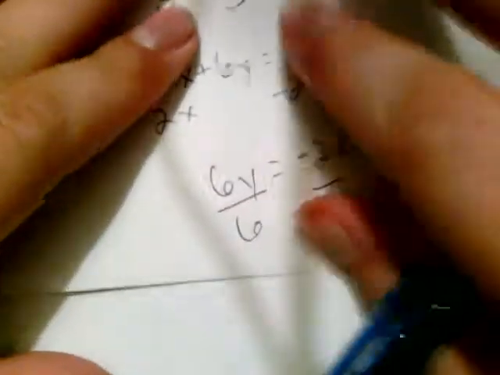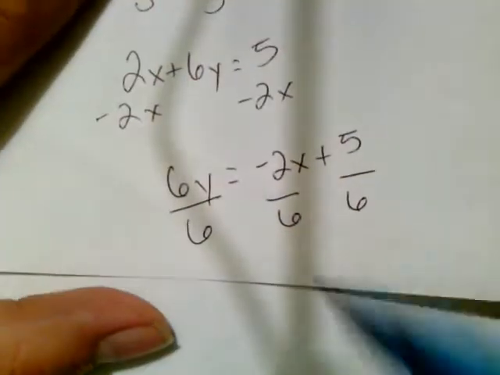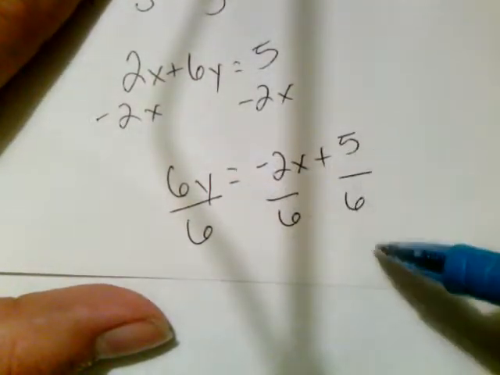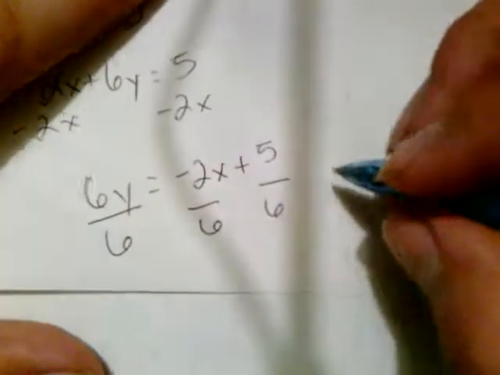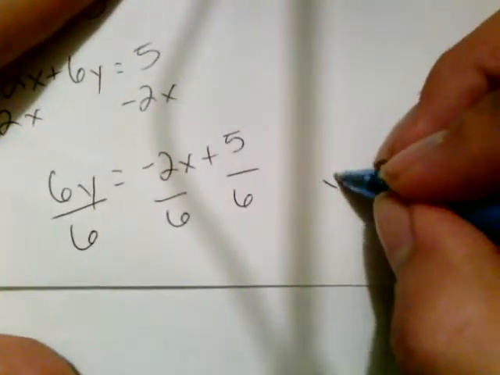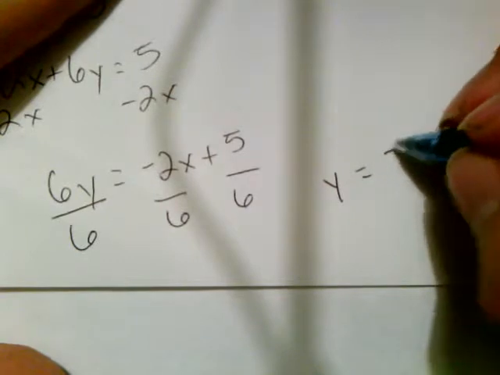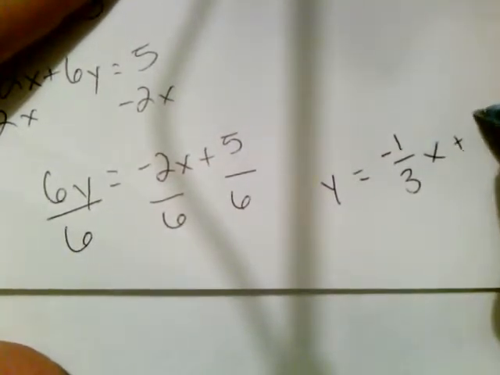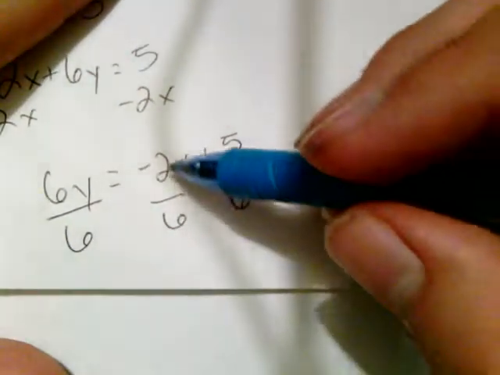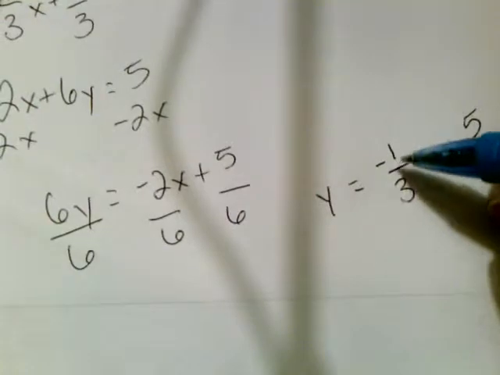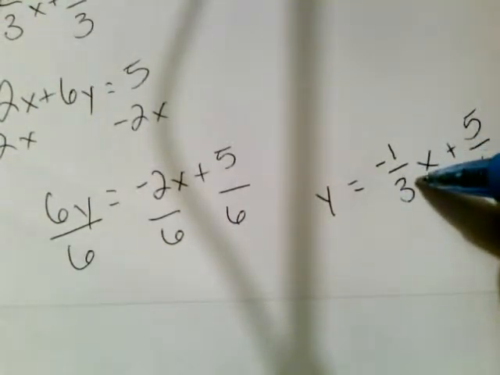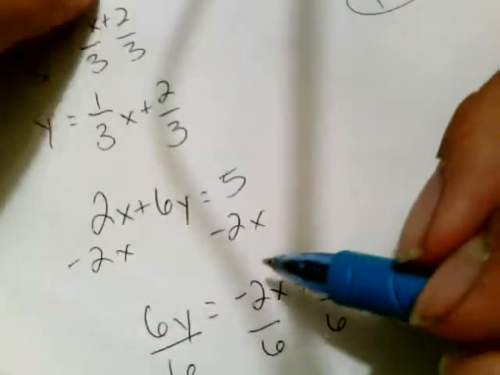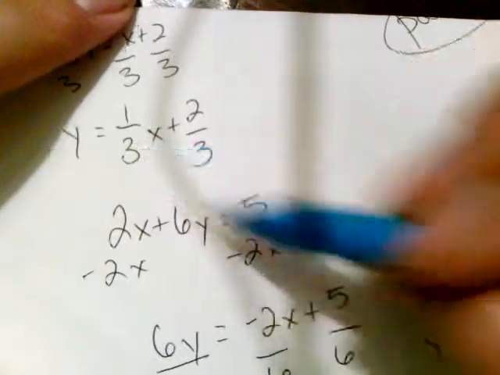Alright, once again I finish this off. I divided by 6 everywhere. Okay. So this actually is y equals negative 1 over 3 x plus 5 over 6. Notice we reduced this down by 2 on each. So now I have a negative 1/3 here, and I have a positive 1/3 here.